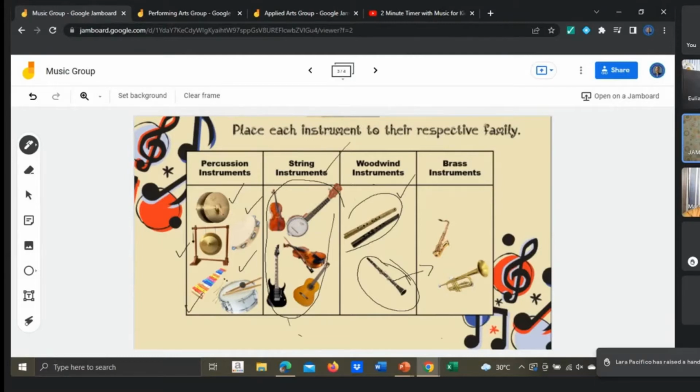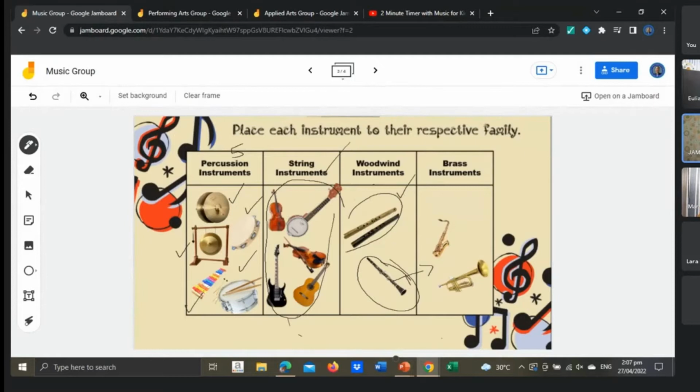So we have percussion instrument 5. Yes, Lara? Ma'am, just to clarify po about sa clarinet, woodwind po siya, considered po siya as woodwind. Woodwind po siya kasi po, gawa po siya sa kahoy dati. Ngayon po, nag-improve na lang po sa plastic para magkamit ng maayos. Okay, Lara, thank you for the information. But for this time, let's try to consider clarinet as the brass instrument. Thank you for the information, Lara.